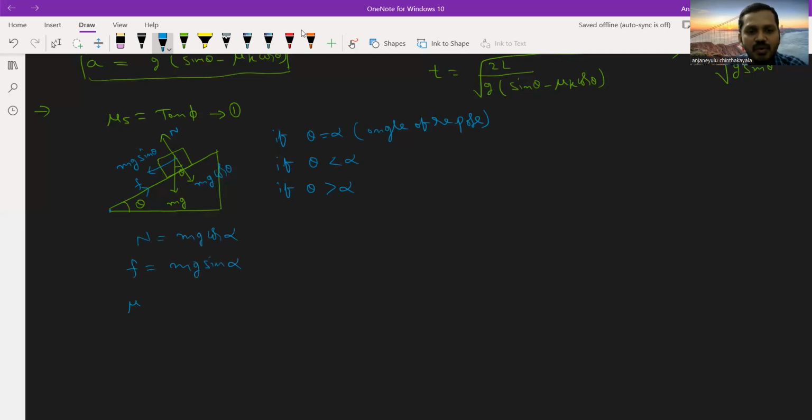But F is equal to mu into N, and since it is just ready to slide on the inclined surface, it means static frictional force only. Then F is equal to mu s into N, which is mg sin alpha. Then mu s is equal to... we know the N value from the diagram. What is that N value? mg cos alpha. Substituting N value, mu s times mg cos alpha is equal to mg sin alpha. So mg and mg cancel. Therefore, mu s is equal to sin alpha by cos alpha, which is equal to tan alpha.